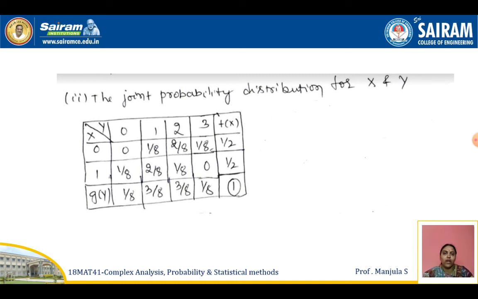Now we'll go for finding the joint probability distribution. With the help of the formula we can easily find this for x and y. Write down the values as they are, and f of x, g of y, those values we already got. That one you can easily substitute. Only the middle 2 rows we have to find with the help of the formula. So those values will be 0, 1 by 8, 2 by 8, 1 by 8, 1 by 8, 2 by 8, 1 by 8 and then 0.